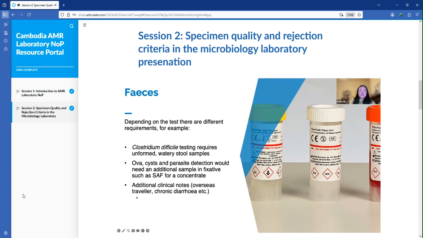Some additional clinical notes or details, such as someone being an overseas traveller or having chronic diarrhea, could be a hint to do additional testing for feces culture.